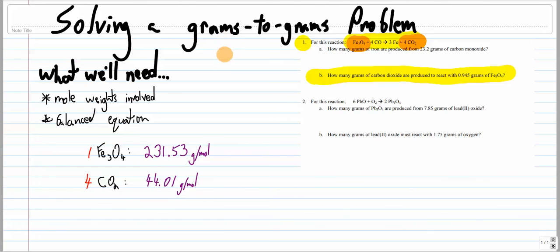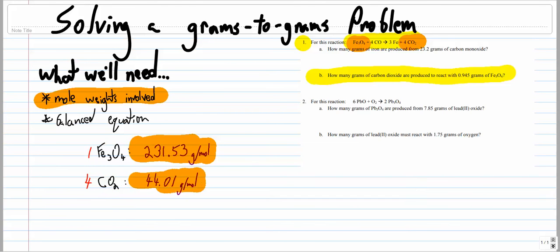Anyway, to solve problems like this, what do we need? Well, we need to have the mole weights. And how do we get those? We add them up off the periodic table. So we get the mass of iron atoms and oxygen atoms, and we take iron times 3 plus oxygen times 4, and we wind up with 231.53 grams per mole.